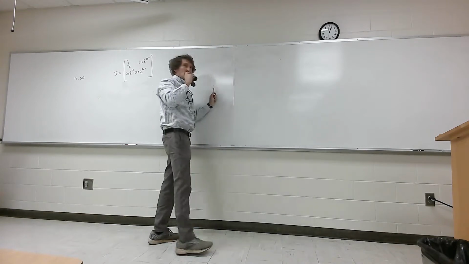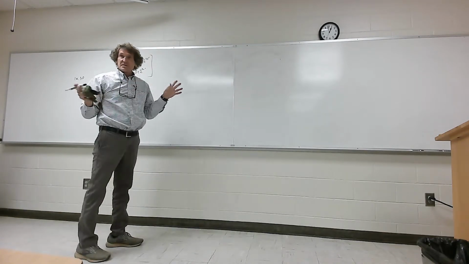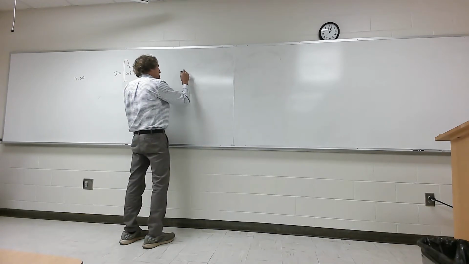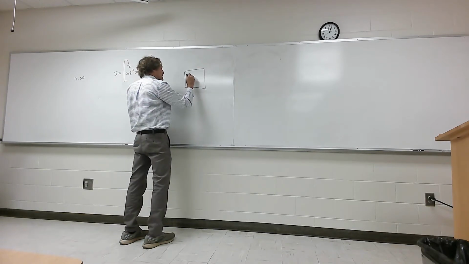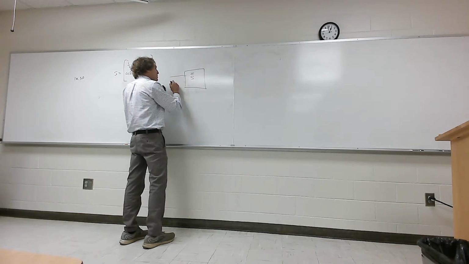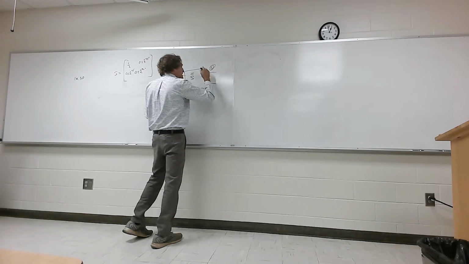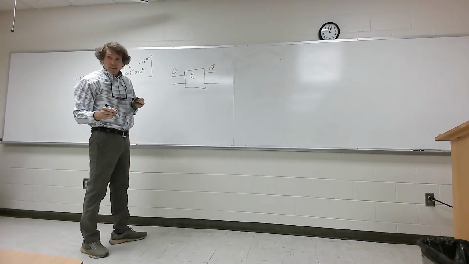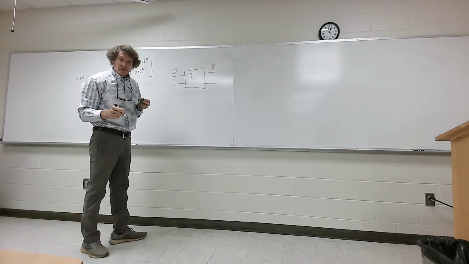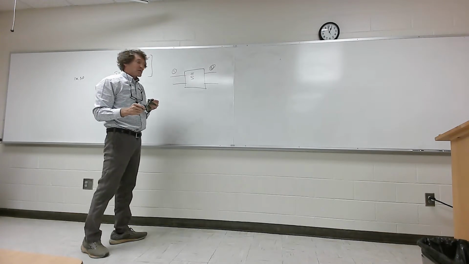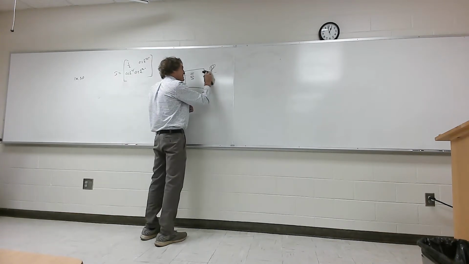And return loss means I've got to find the reflection coefficient. That's the bottom line. So here's my matrix, or here's my S. And this is port 1. Here's port 2. And it's terminated into what? A shorted Z0 stub of electrical length 45 degrees. Okay, this is a good one. This is actually a good one.